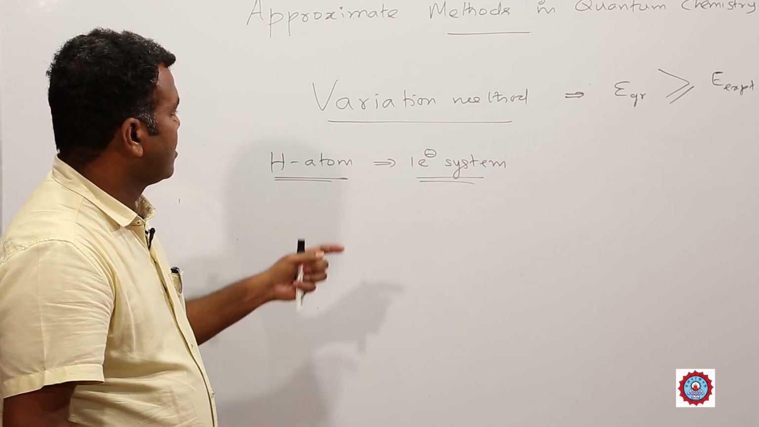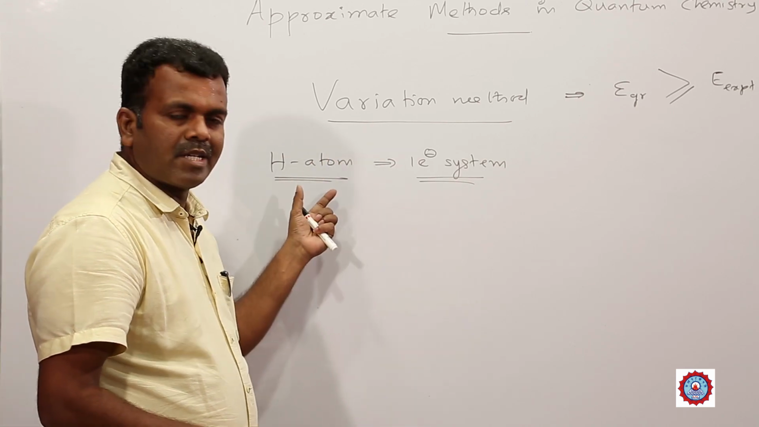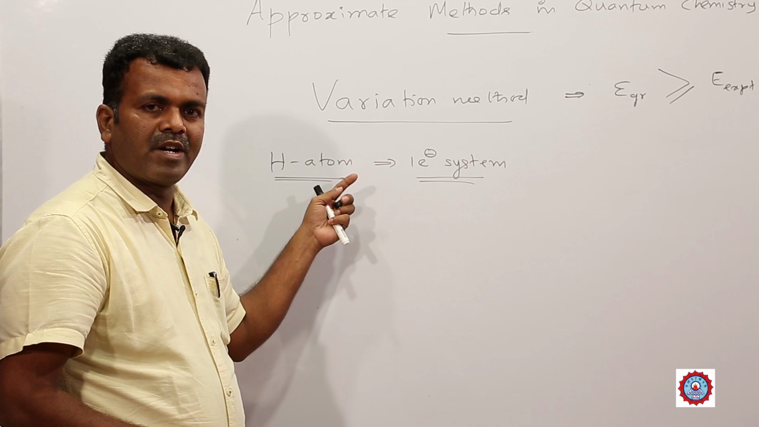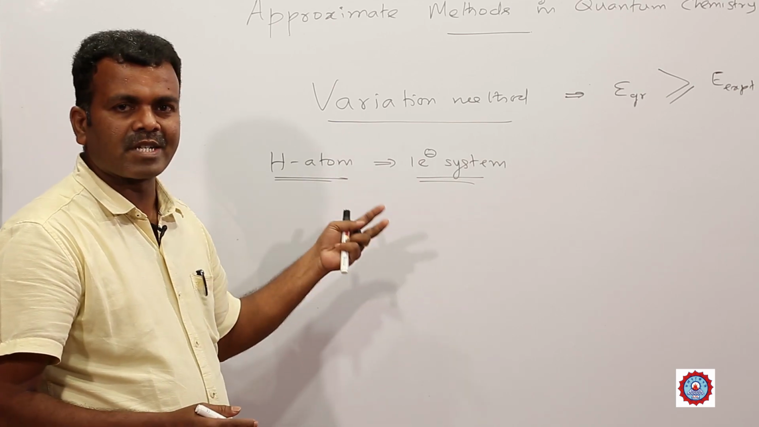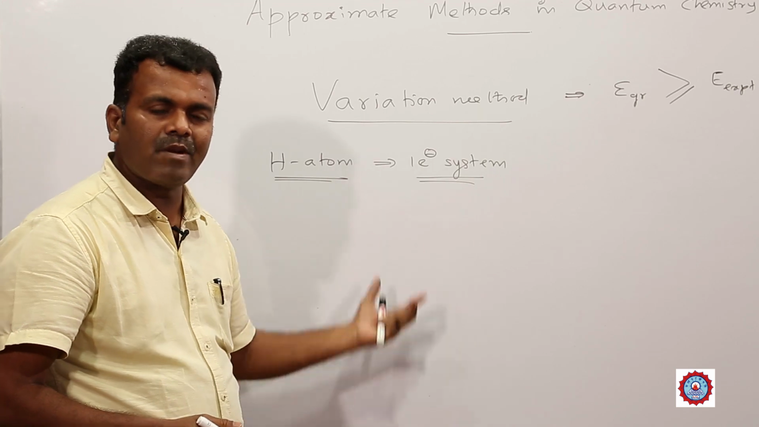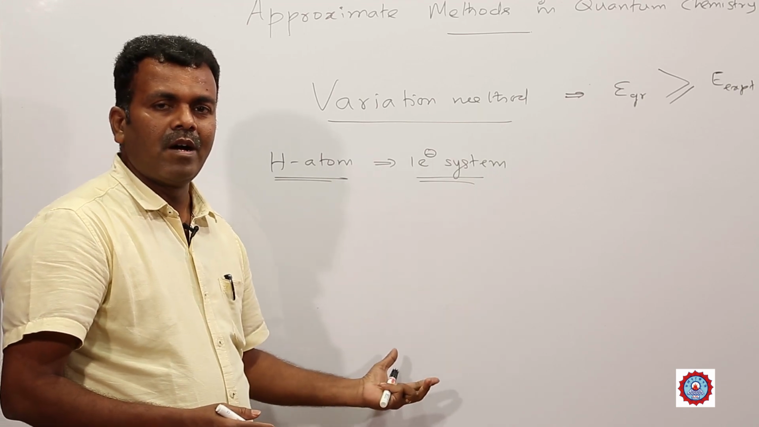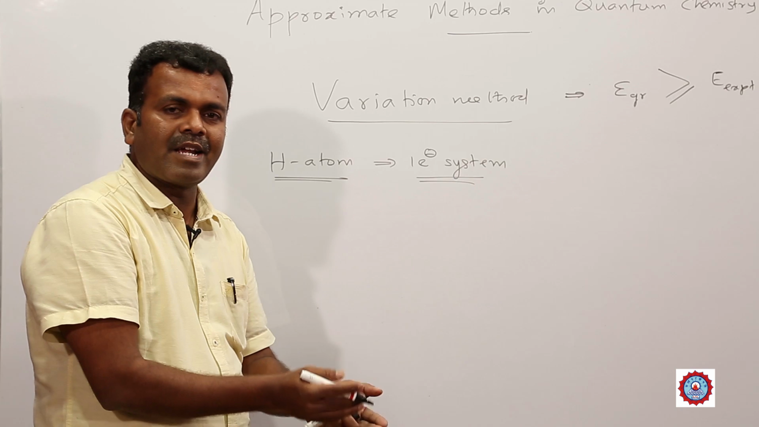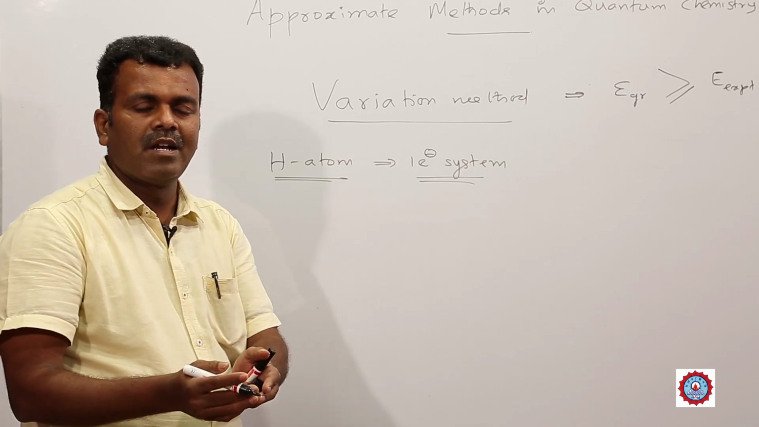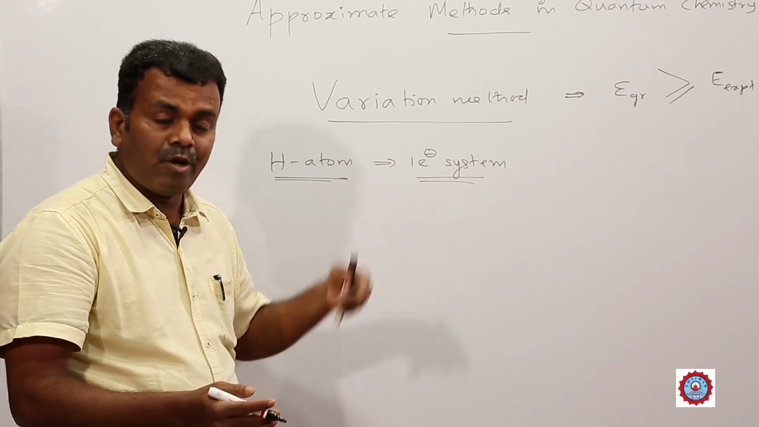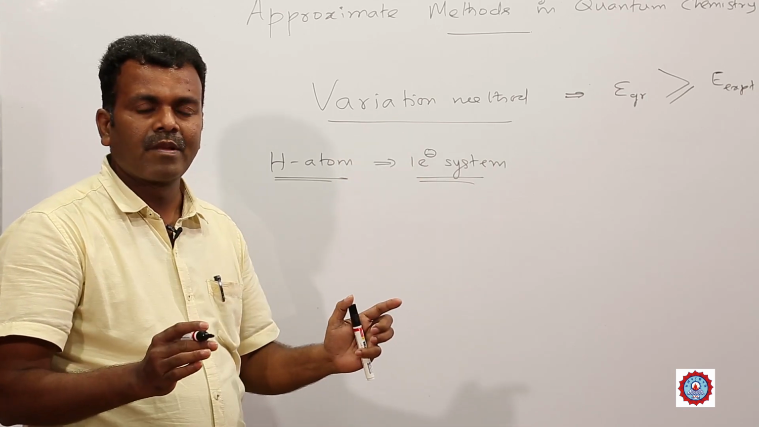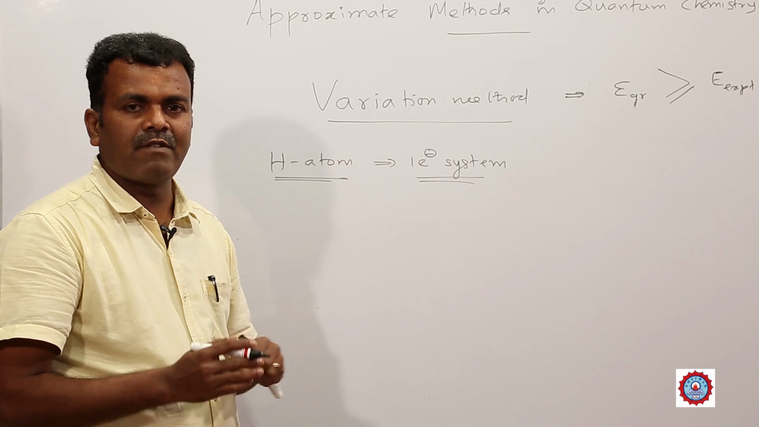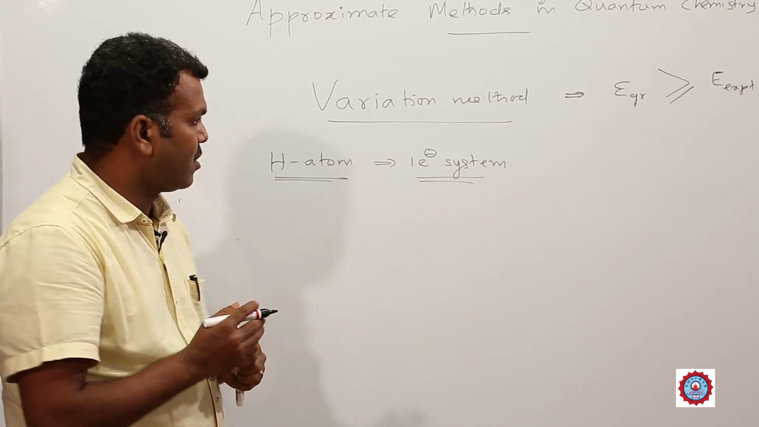For that purpose, I am going to take the hydrogen atom, for which the exact wave function is already known. I will take that wave function as the trial wave function and calculate the energy. Then we have to compare that energy with the experimental result. I am going to show that in this case the variation method gives the exact value of energy if we choose the trial wave function as the exact wave function.